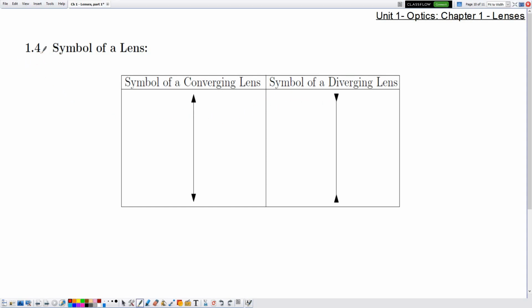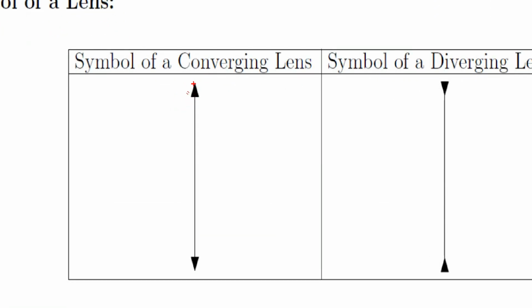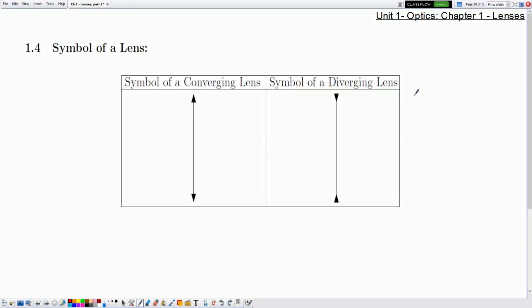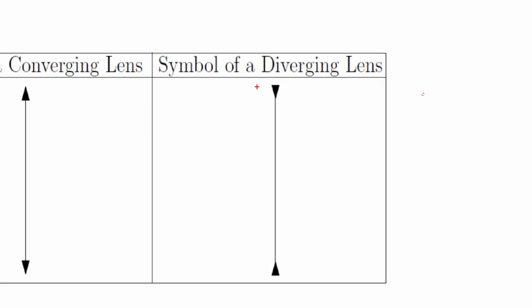Section 1.4, symbol of lens. We will give the converging lens the following symbol. Why? Because if you complete this symbol, we will notice that it is thicker at the center and thinner at the edges. As for the diverging lens, we will give it this symbol. Why? Because if we complete this symbol, we can notice it is thicker at the edges and thinner at the center.